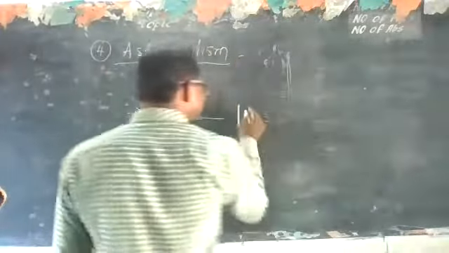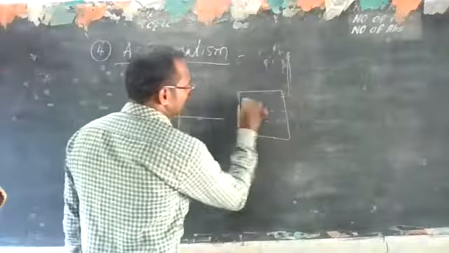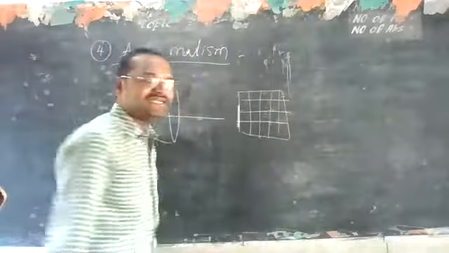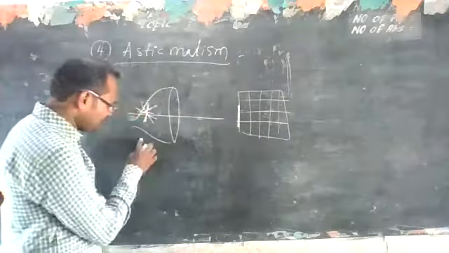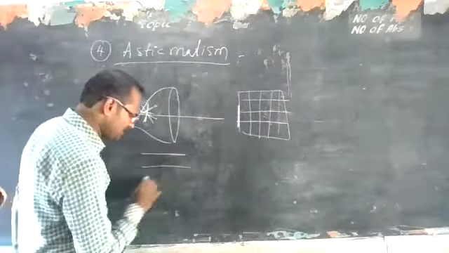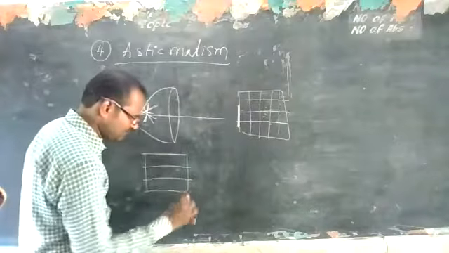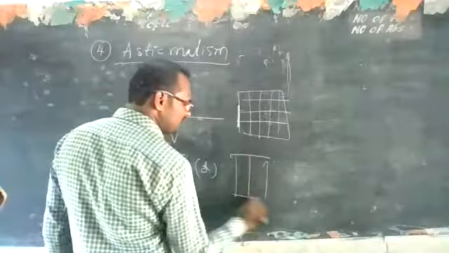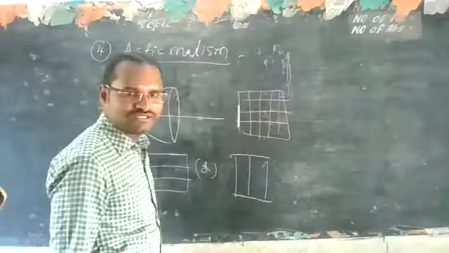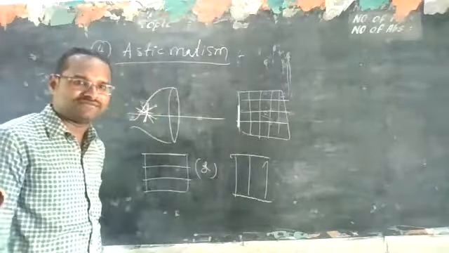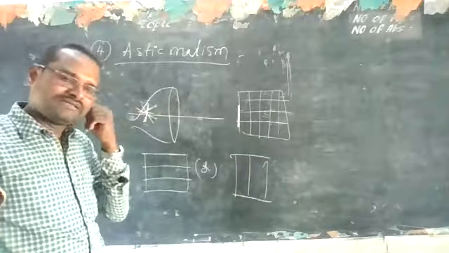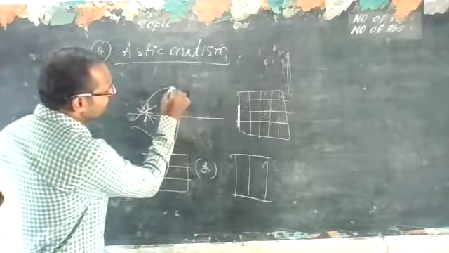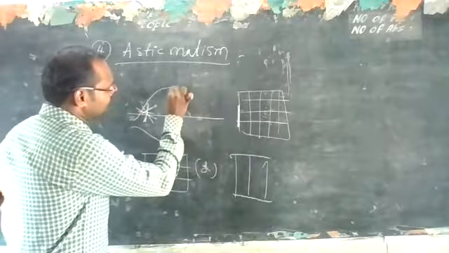Okay? Or else, for example, if there is a mesh object like this, then he can see only the horizontal lines, or he can see only vertical lines. He can't see this mesh shape. That type of defect is called astigmatism. The main reason for astigmatism is here, in front of this lens, there is a cornea, no?